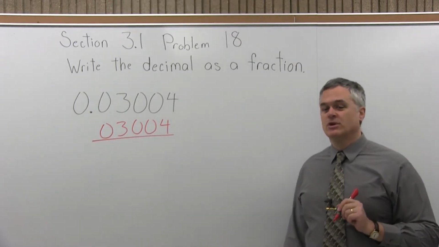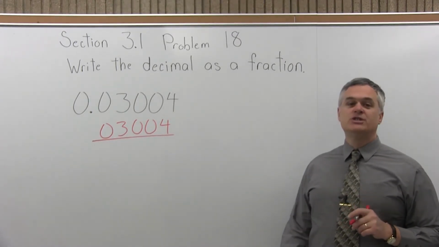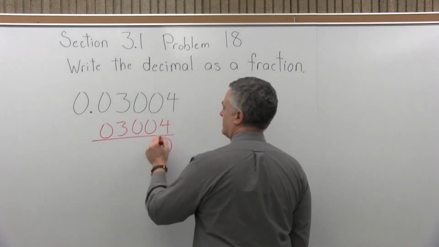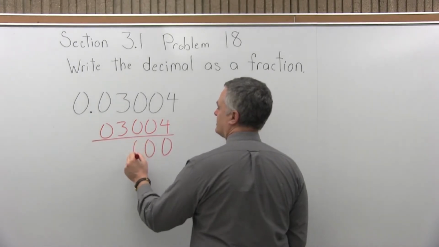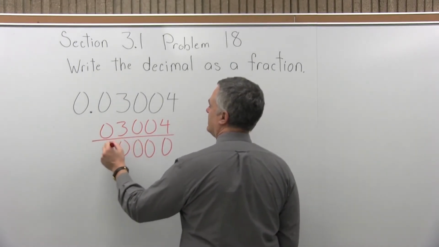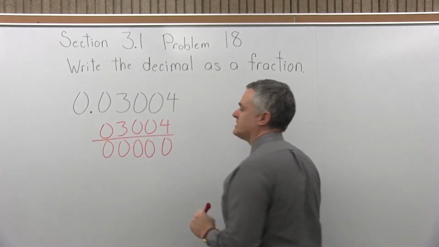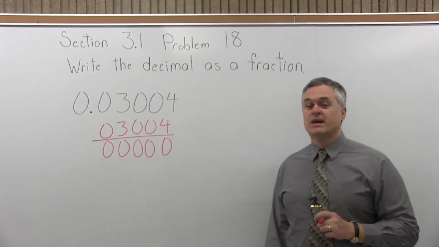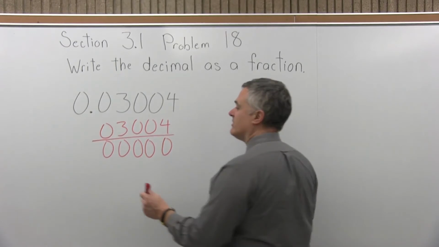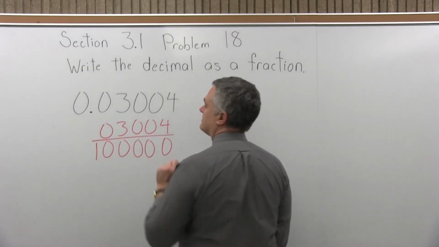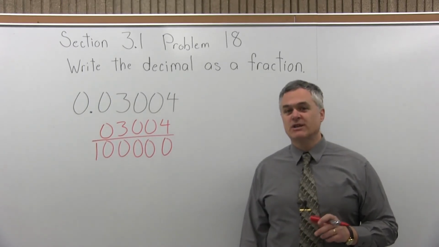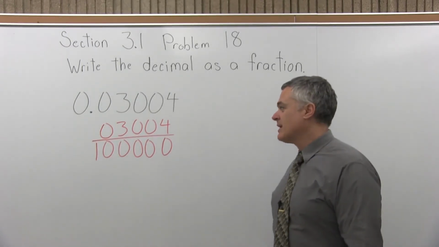Step 2, put a 0 under each digit that's in the numerator. So I put a 0 under the 4, a 0 under these two zeros, a 0 under the 3, and a 0 under the first 0. Each digit in the numerator has a 0 under it. Step 3, put a 1 in front of the bottom zeros. Step 4, reduce the fraction if it's reducible.